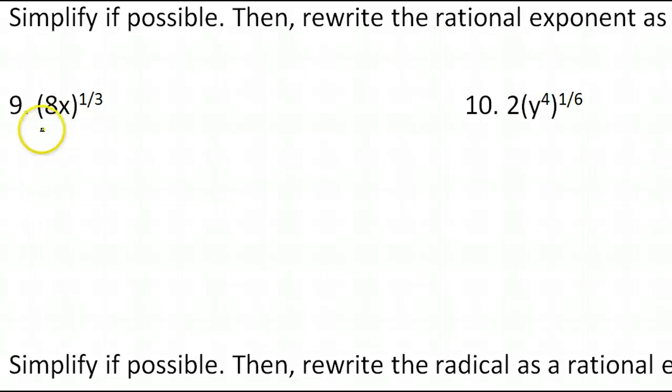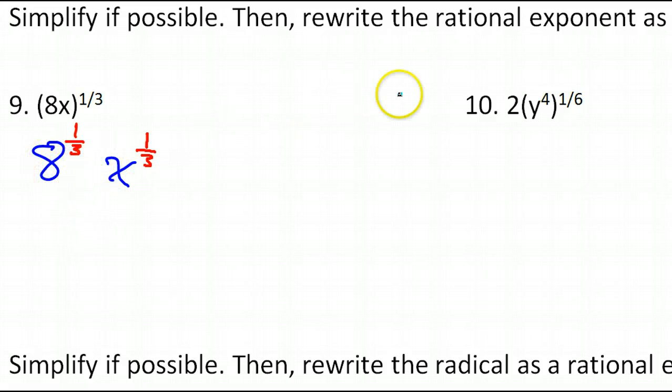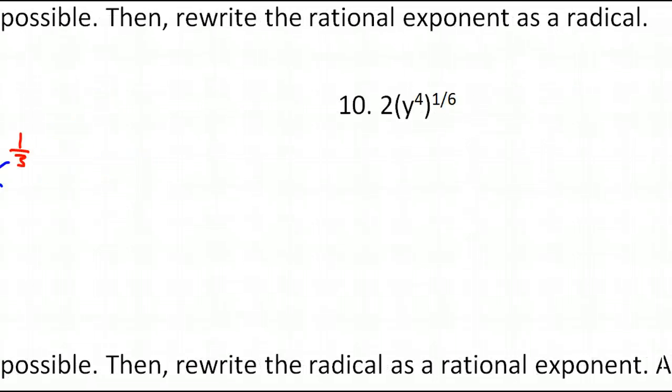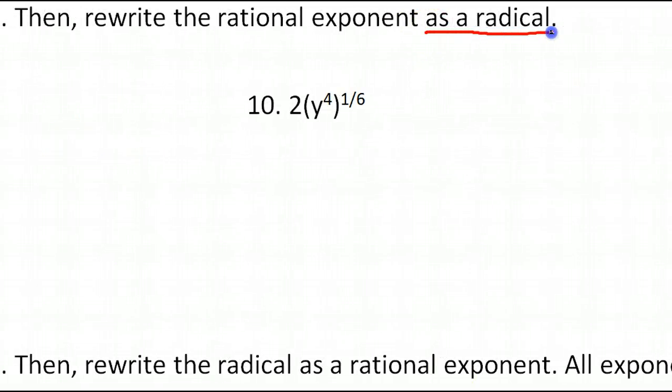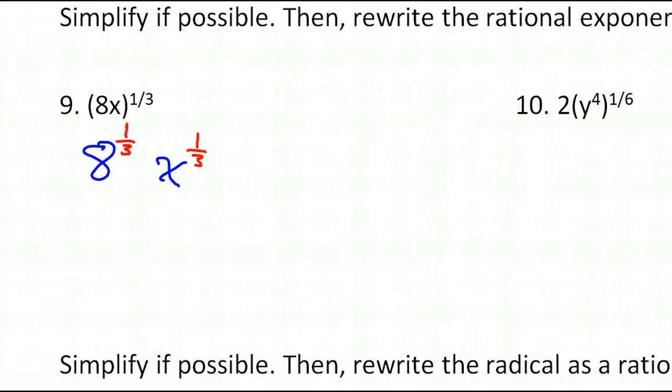Alright, look at number 9. There's a couple different ways we can look at this. One way is, look, we have this 8 and this x inside the parentheses, and we are raising this 8x to the 1/3 power. So one way you can look at it is we're taking each one of these and we're doing it to the 1/3 power. Now, either way you go, we have to rewrite this as a radical. That's our ultimate goal anyway. And plus it helps us to remember that 1/3 power means the same thing as the cube root.